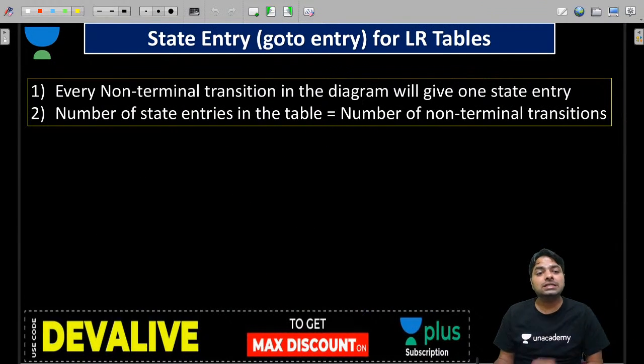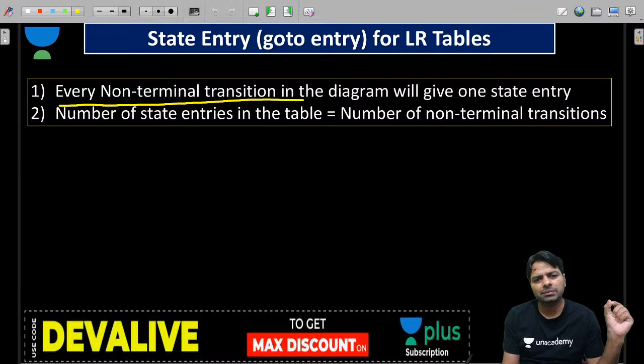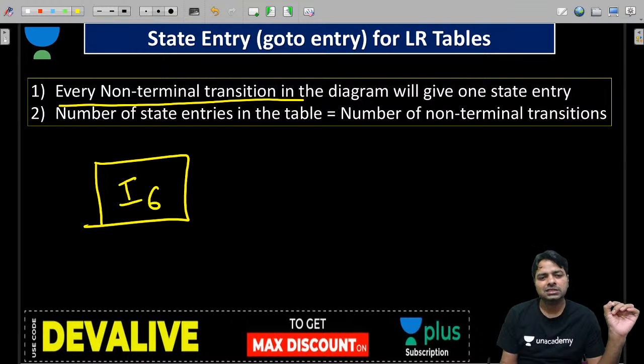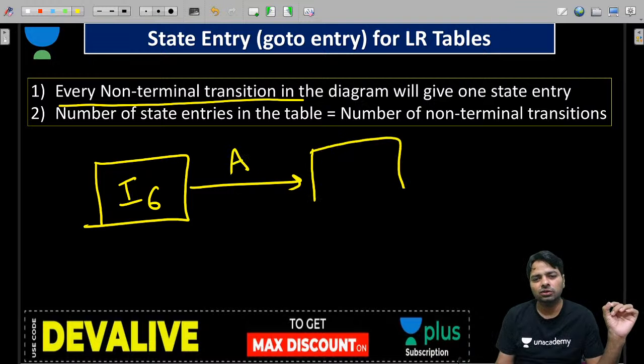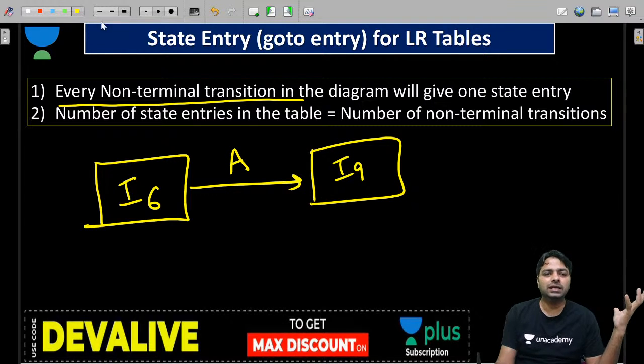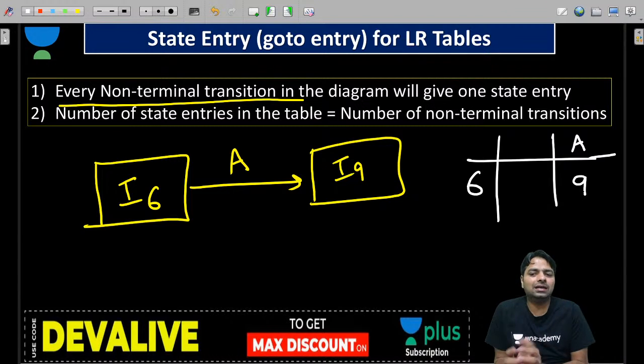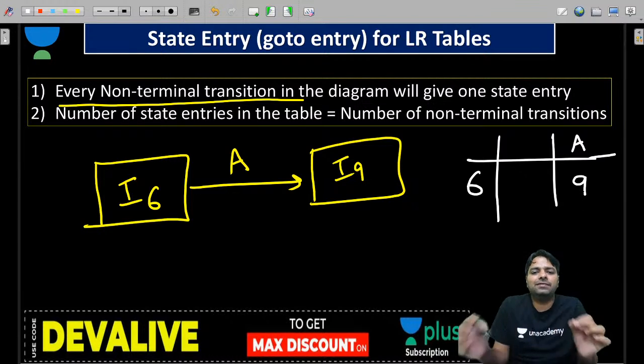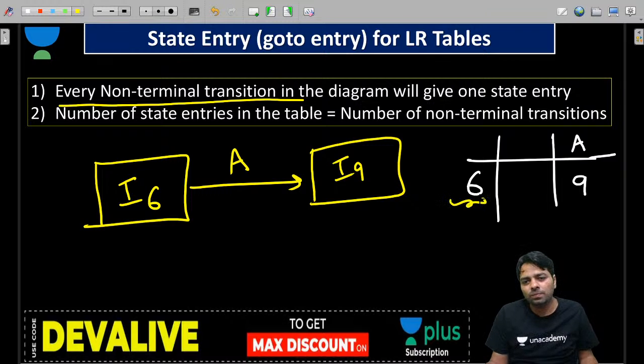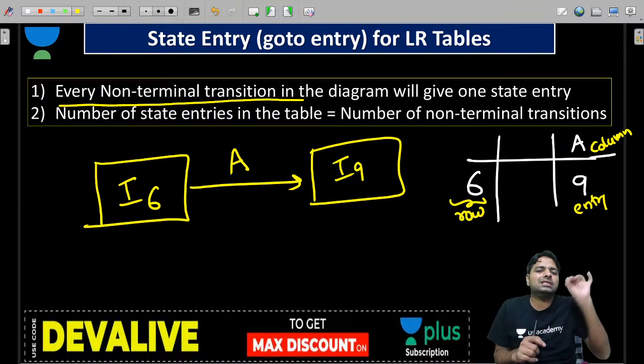Let's move on. State entries are similar. Every non-terminal transition, for example, you have I6. Suppose you have capital A, you are going to I9, state 9. Then you will have an entry like this. Row 6, under A, you will have 9. Now you don't write S9, that is a shift entry. A state entry will just give a number. This is the row, and A is the column, of course. And this is an entry. The entry will give just the state number.